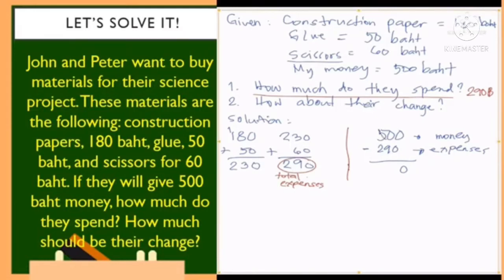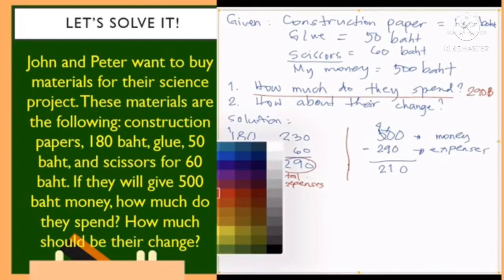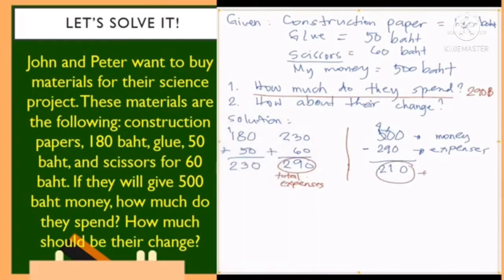We need to borrow from 5. So 5 will become 4, and then 0 will become 10. Very good. So what is 10 minus 9? 1. All right. 4 minus 2. We have 2. Good job. So this is now our change. Okay? Did you understand?